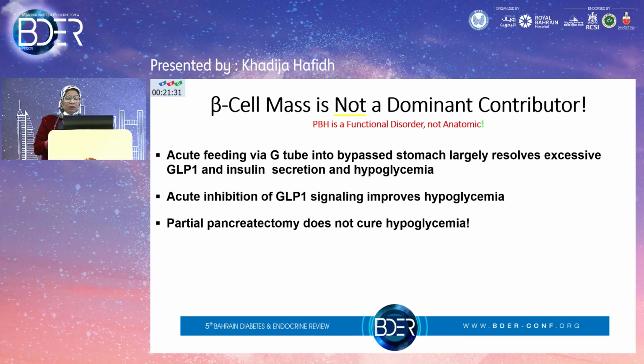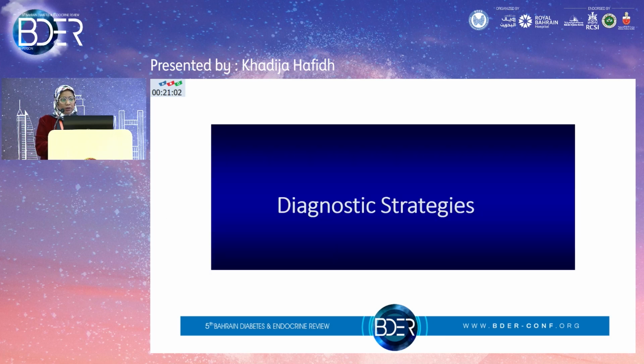Why do we think that? Because feeding via a G-tube, and I'll talk about that later on, doesn't actually resolve the excessive GLP-1 and insulin secretion. The acute inhibition of GLP-1 signaling also, we know, improves hypoglycemia. And if you do a partial pancreatectomy, it doesn't actually cure the hypoglycemia. So it's not about the beta cell mass. It's a functional disorder and not an anatomic one.